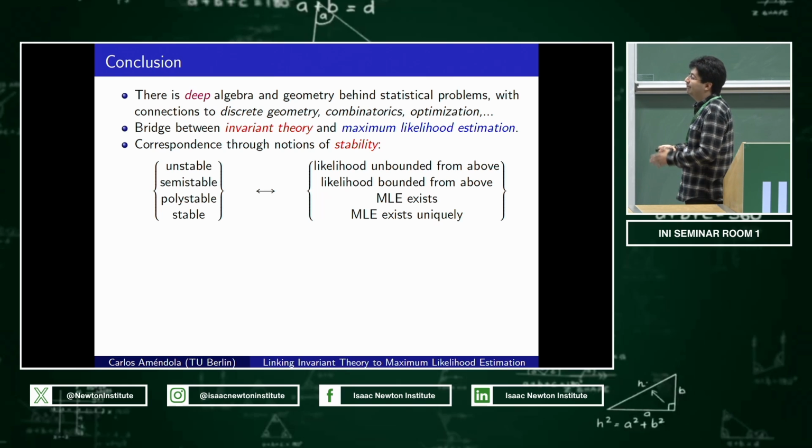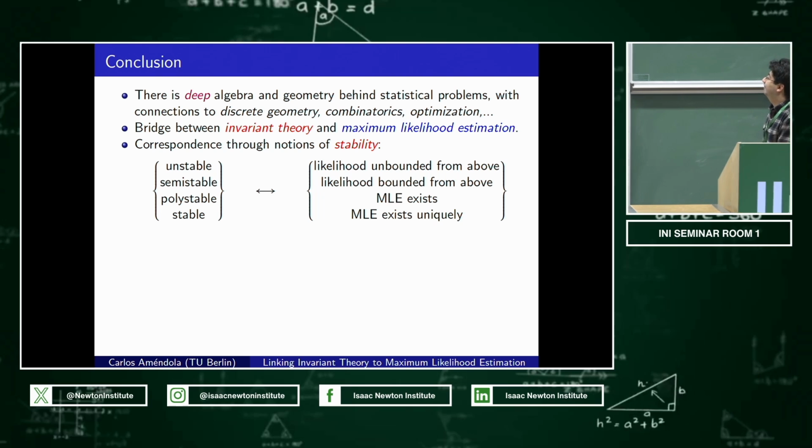So if you remember something from the talk, it is this: these stability notions. If it is unstable, the likelihood is unbounded. If you're semi-stable, now you have a bounded likelihood. Polystable, now you got guaranteed existence of the MLE. And stable is that best case where the MLE exists uniquely.